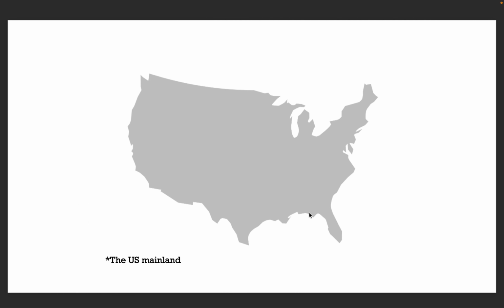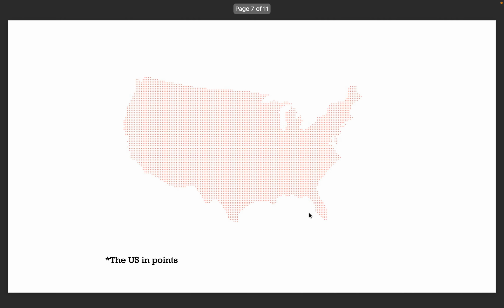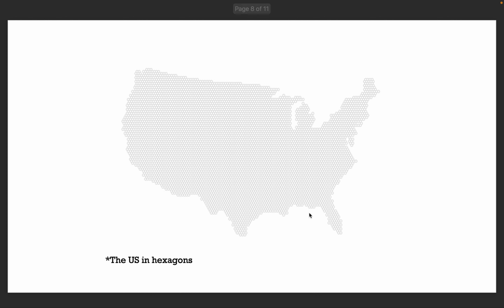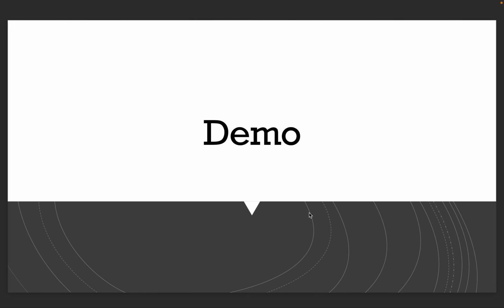The methodology I used is I started with a regular base map showing the US mainland. Then I created an outline with points of this same base map. Because each point is a single figure, I modified each point to become a hexagon. So I could now change the size or the color of the hexagon. And so instead of just talking about it, let's go into a demo.